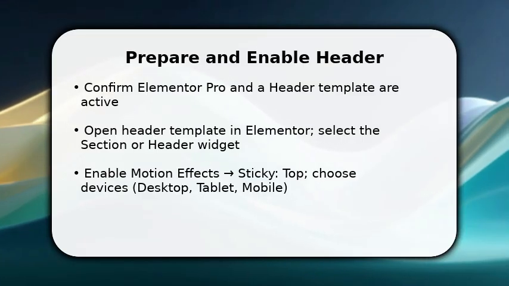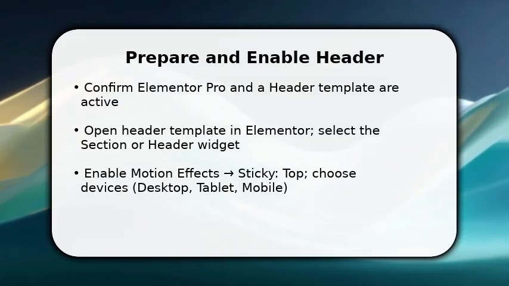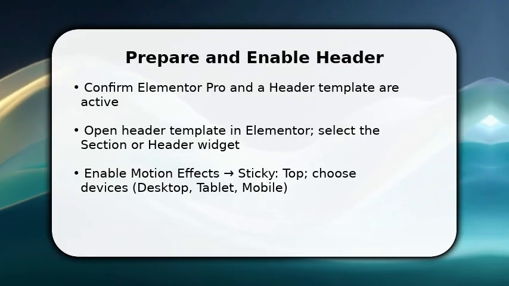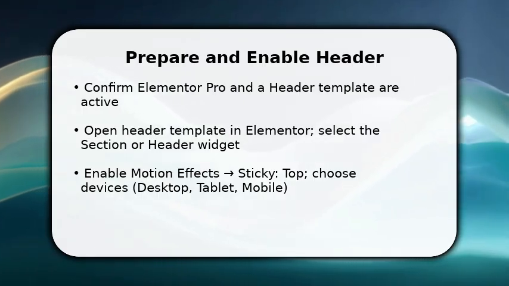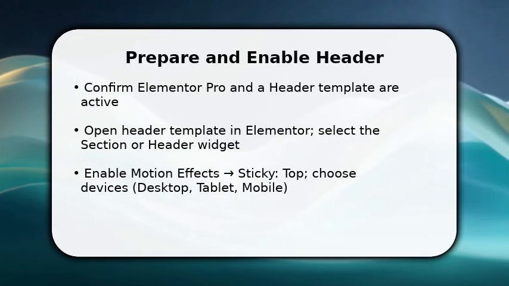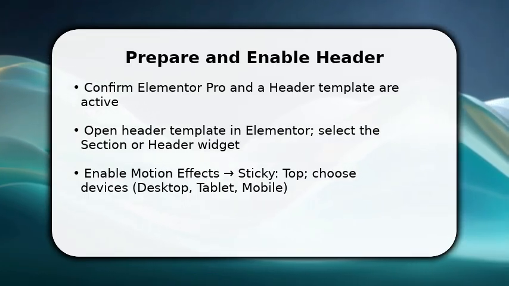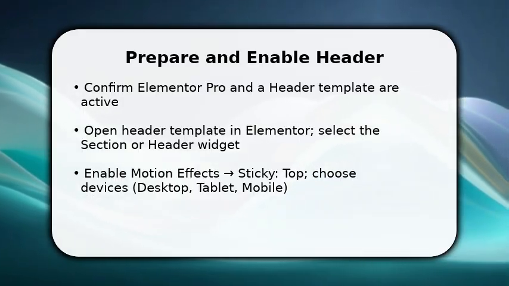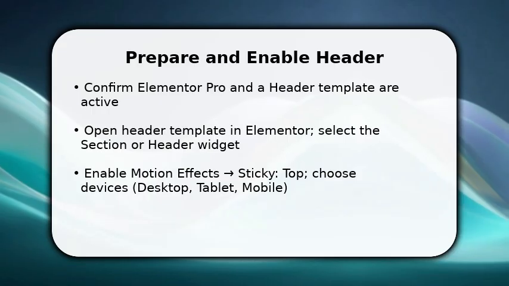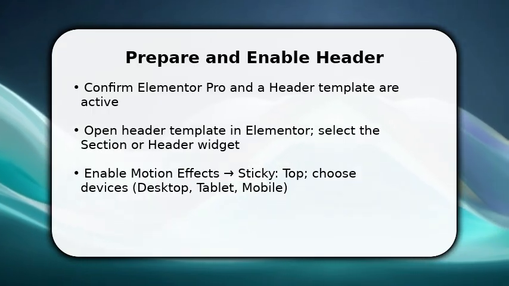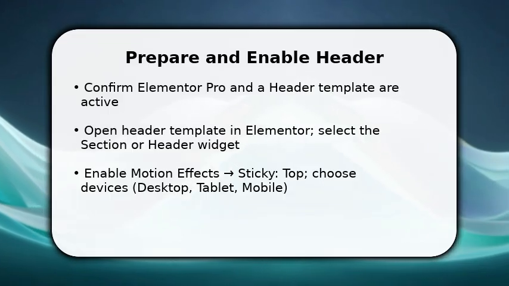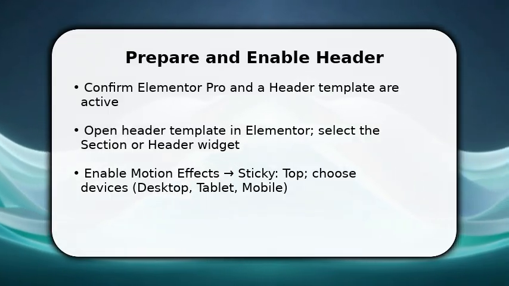You begin by preparing the header template and enabling the built-in sticky option. Open the header template in Elementor and select the top section or header widget you built. Once selected, go to Advanced, Motion Effects, and toggle Sticky to Top, then pick which devices should use the sticky behavior. Make sure the header is set to a display condition so it appears site-wide or where you need it. This ensures the sticky rules apply immediately when you preview or publish.